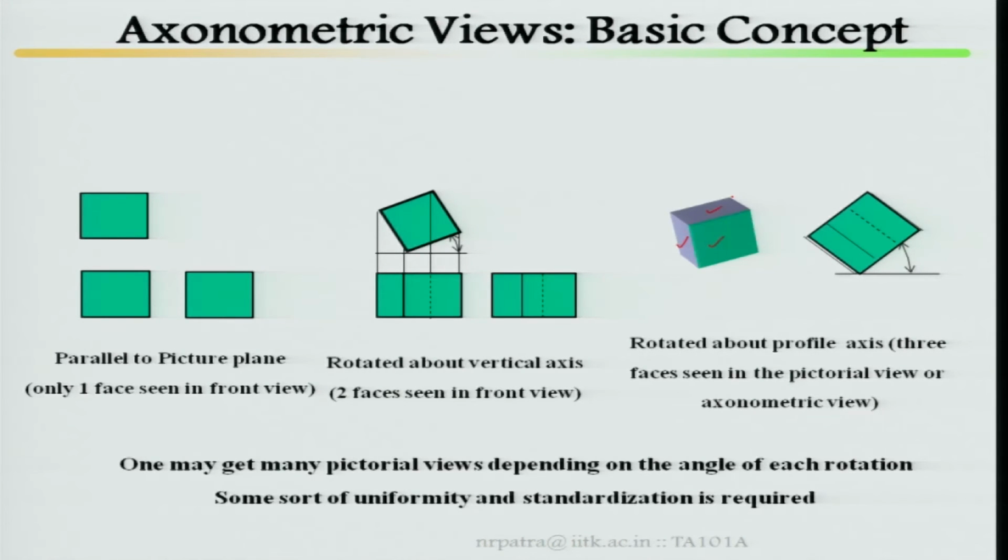One may get many pictorial views depending upon the angle of rotation. Try to understand, I have not defined this yet. Depending upon the angle of rotation, one may get many pictorial views. Here you are getting three faces. It may be possible to rotate so that I can get five faces also. Some sort of uniformity and standardization is required, particularly for axonometric views. Let us see what is there.